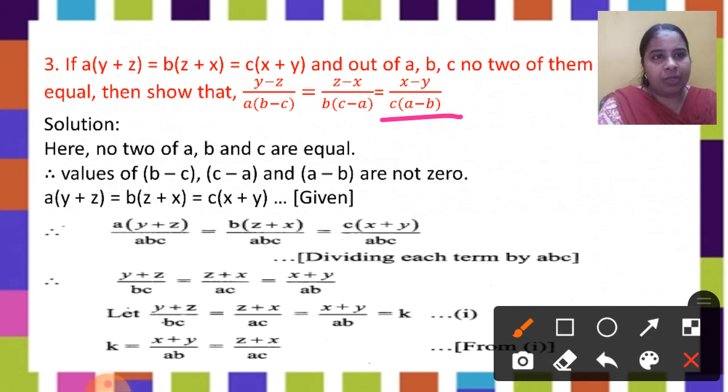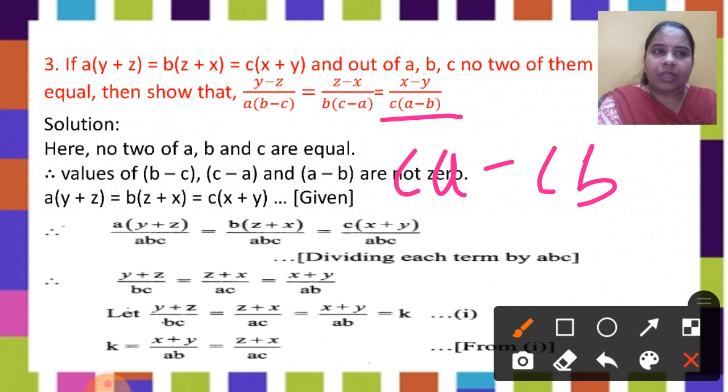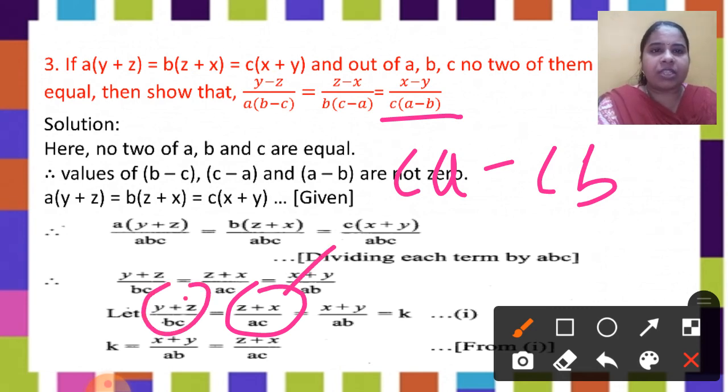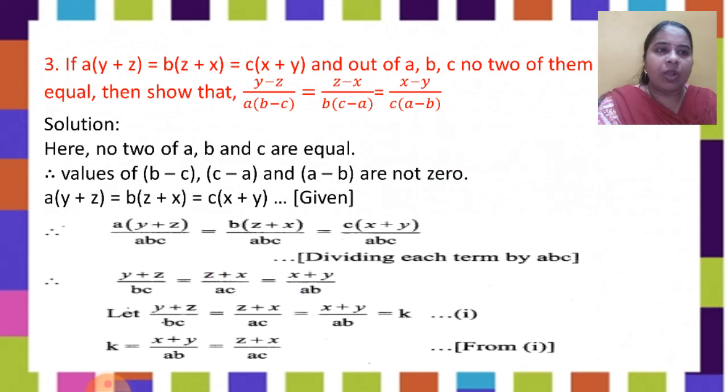What you will do, you will open the bracket here, C into A minus C into B. Now which two ratios will you consider? C into A is AC and C into B is BC. So these two ratios, first this, then this, and that you will equate to K. And exactly the same steps you will follow and try to get the next part.